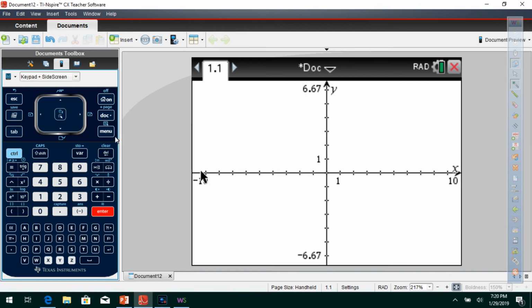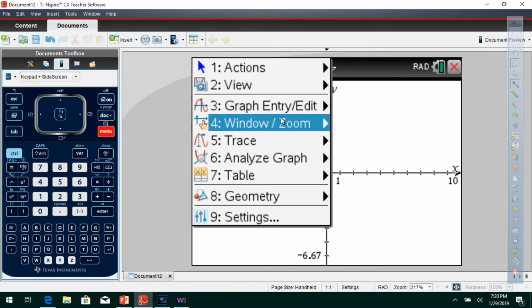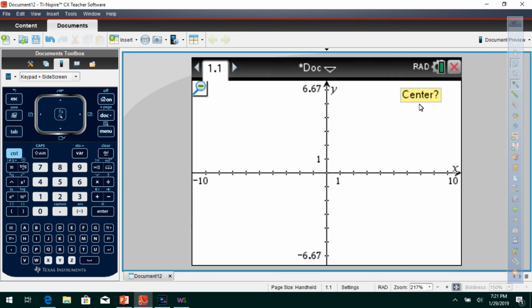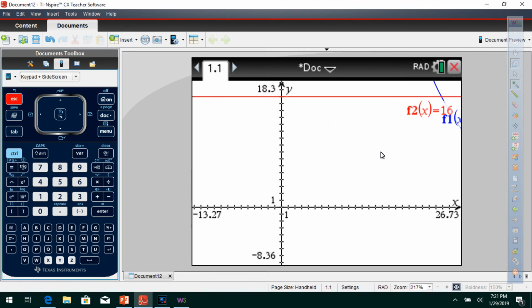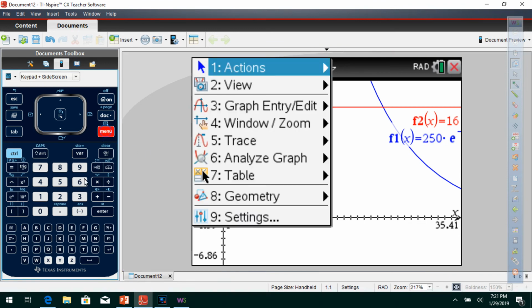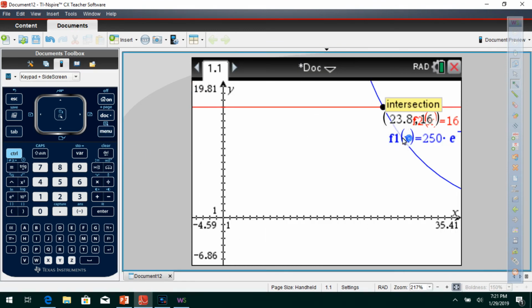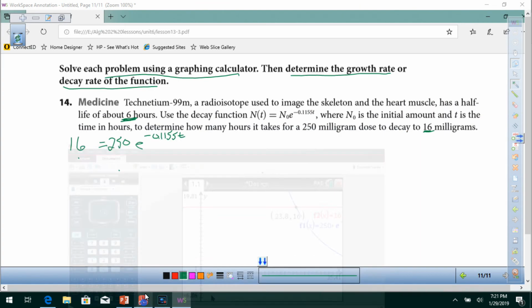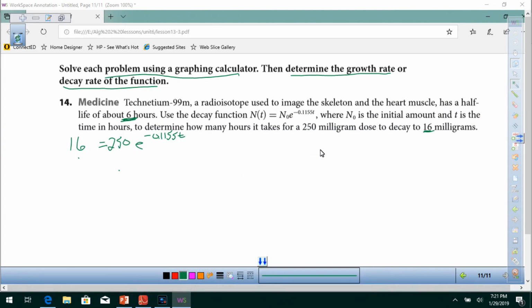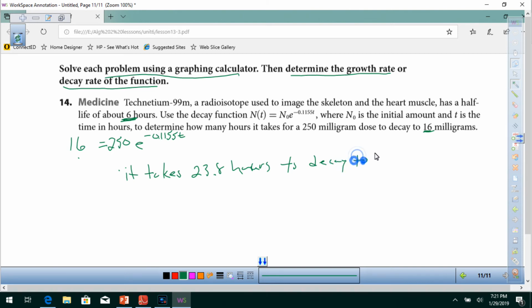That one just appeared too. So I'm going to Menu 4, and there it is. Escape. Menu 6, 4, 23.8. So how many hours to answer the question? It takes 23.8 hours to decay to 16 milligrams. All right.